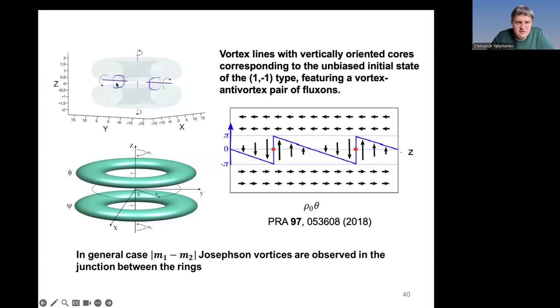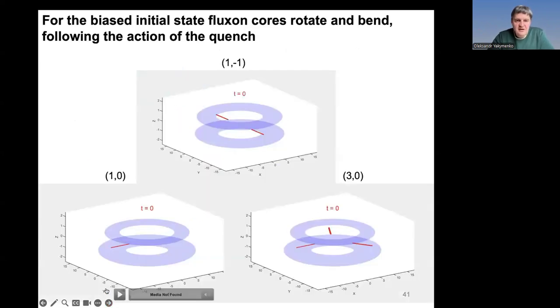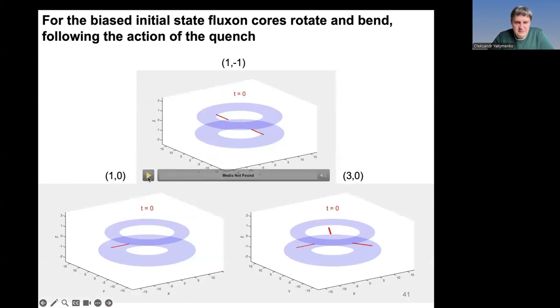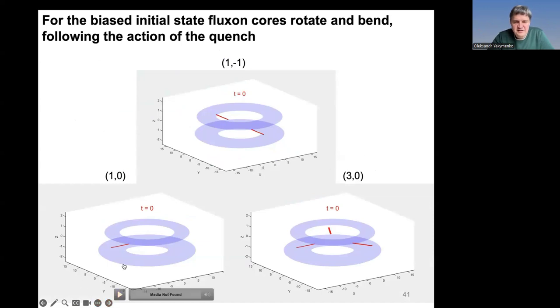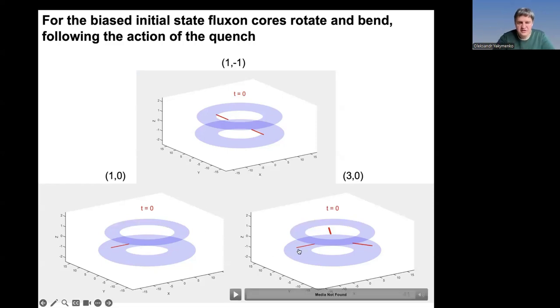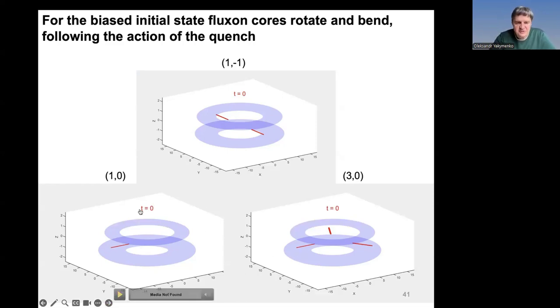So what is this here? This is counter-propagating flows in this double ring system. And these horizontal lines are Josephson vortices, and they correspond to the tunneling flow, which was numerically extracted from the simulations. So you can see this very nice illustration of the Josephson vortices. And these Josephson vortices can move and rotate due to the chemical potential difference.